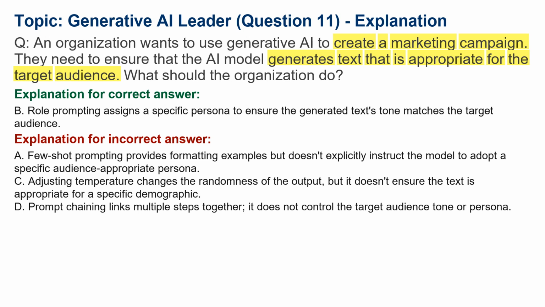Why are the others incorrect? A. Few-shot prompting provides formatting examples but doesn't explicitly instruct the model to adopt a specific audience-appropriate persona. C. Adjusting temperature changes the randomness of the output, but it doesn't ensure the text is appropriate for a specific demographic. D. Prompt chaining links multiple steps together. It does not control the target audience tone or persona.